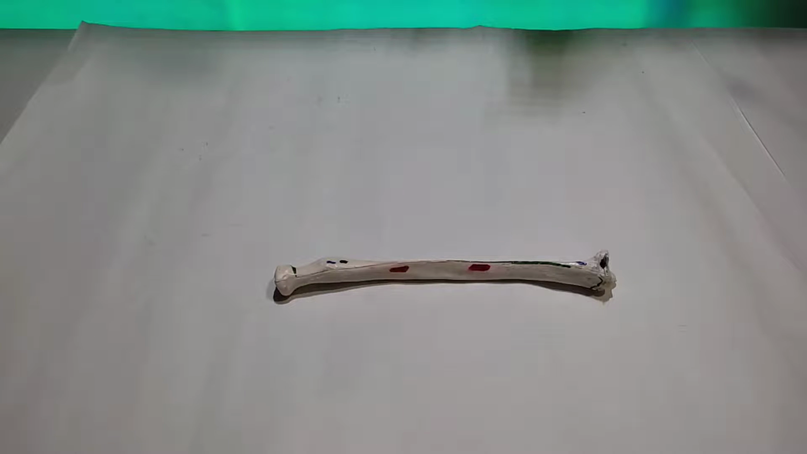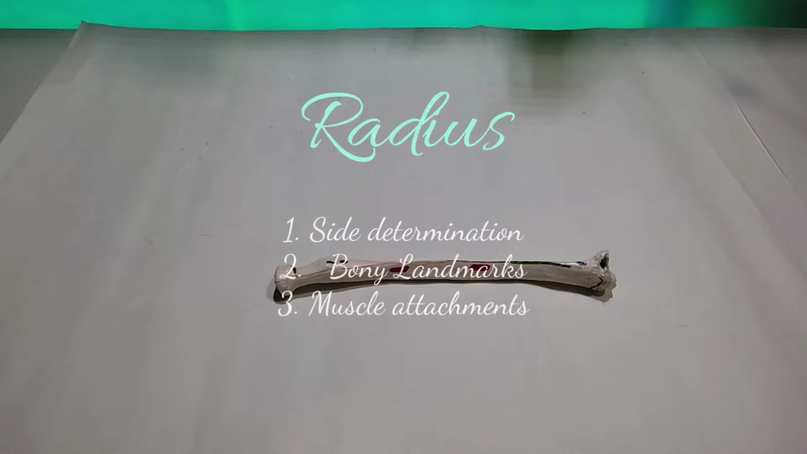In this video, we're going to be learning about the radius. The radius is the lateral bone of the forearm, and we're going to be talking about its side determination, bony landmarks, and muscle attachments. So stay tuned till the end of the video, and let's get started.